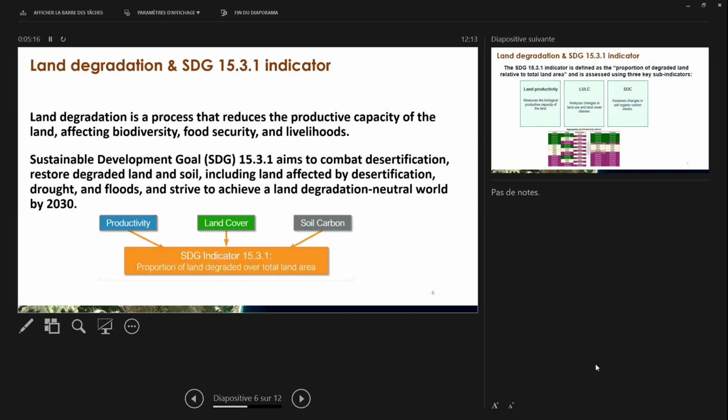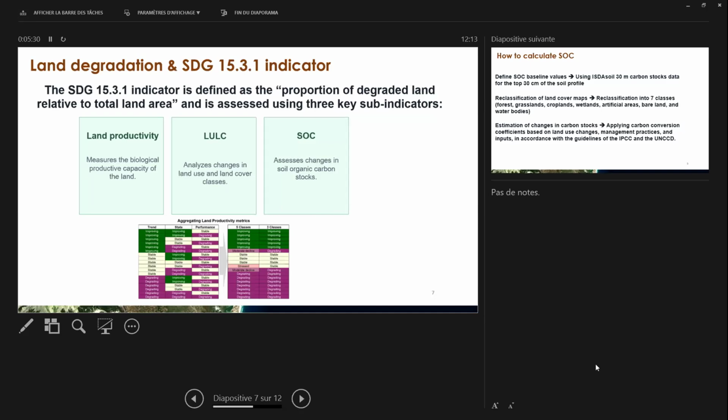Soil organic carbon in the context of land degradation is one of three sub-indicators, which are land productivity, land use land cover, and soil organic carbon. These three sub-indicators are mentioned here with details.